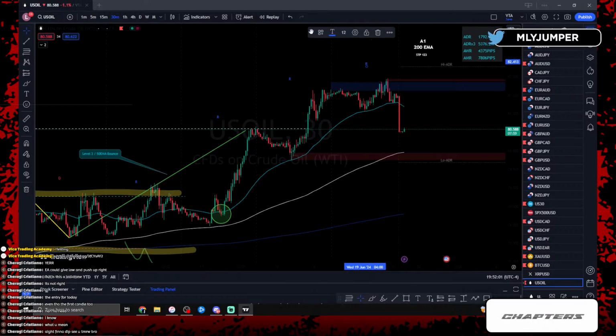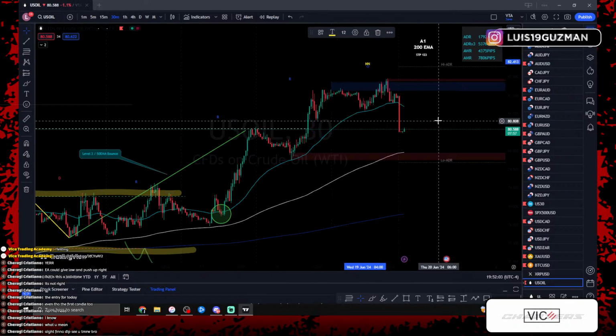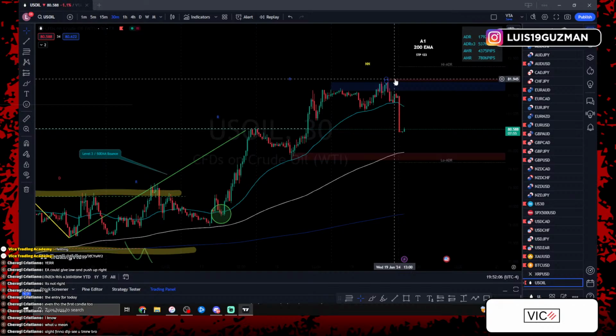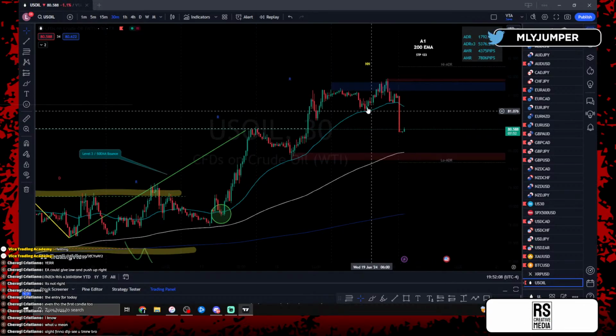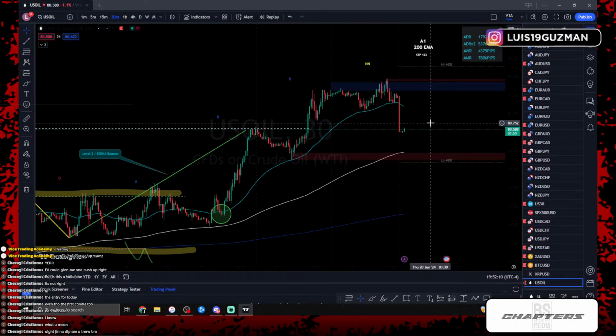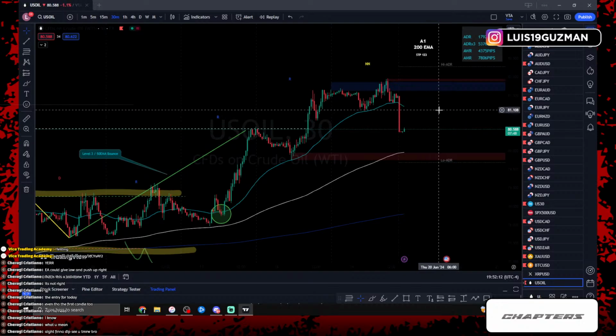So now that we have a no net, we're still making higher highs and higher lows. I cannot be looking for shorts. I cannot be looking to sell until we start making lower lows and lower highs.